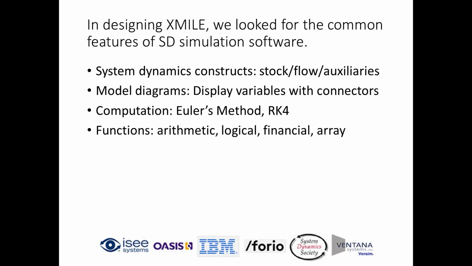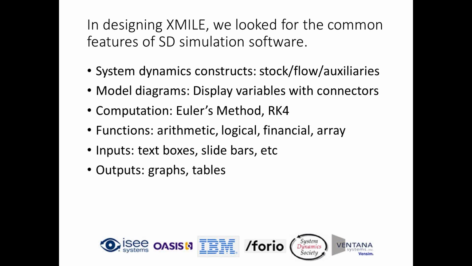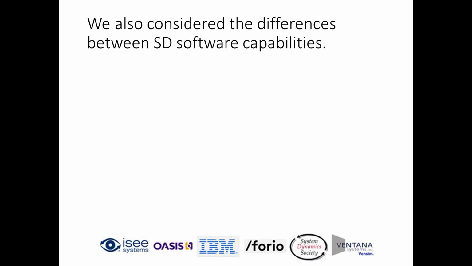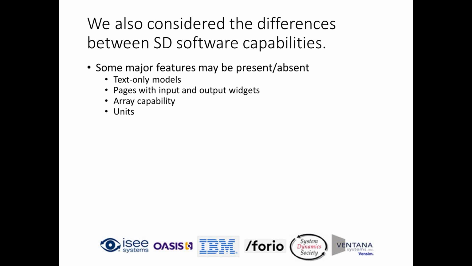One of the challenges is just to actually list out all the functions that supporting software should support. Inputs: text boxes, slide bars. Outputs: graphs, tables. Not intended to be a comprehensive list, but these are the kinds of things that are common to all the software programs that we wanted to bring into XMILE. We also wanted to consider some of the differences and to figure out how to handle them. If different software packages have differences in their capabilities, then either that should be an optional capability in the XMILE format that's supported by some but not by others, or it may be that it's just ignored. But we actually have quite an extensive list of optional capabilities.